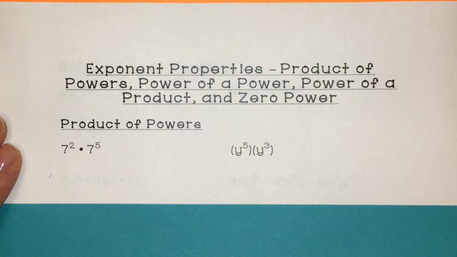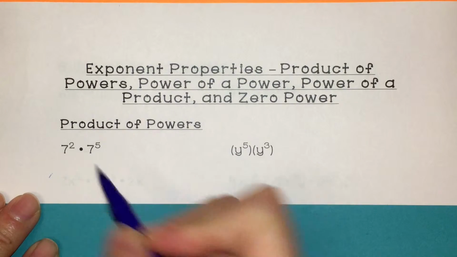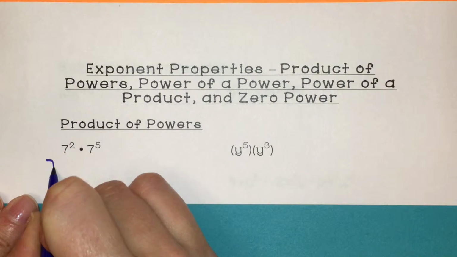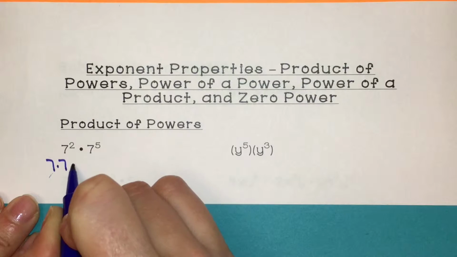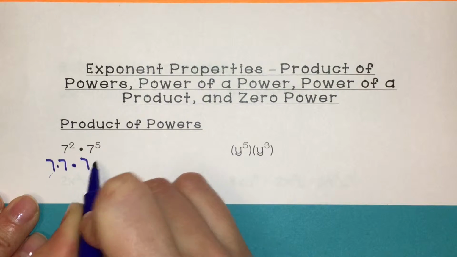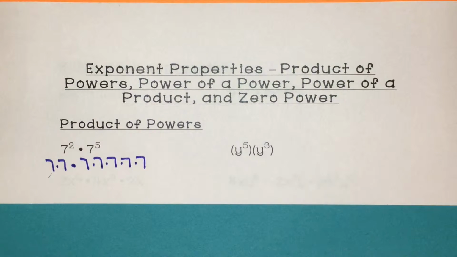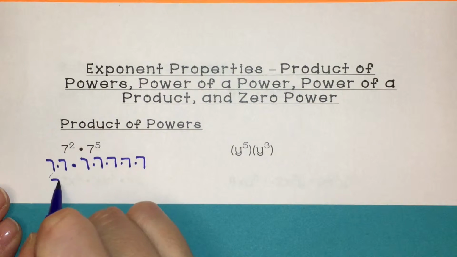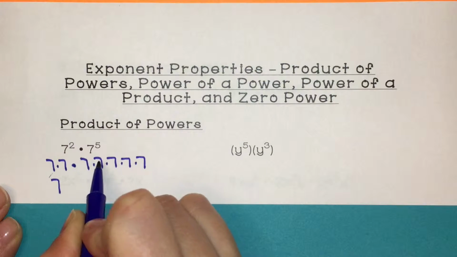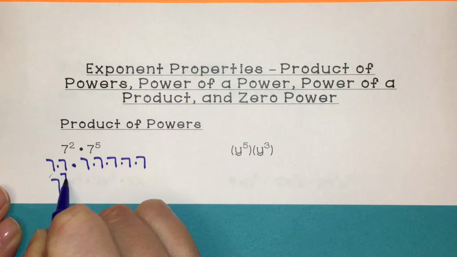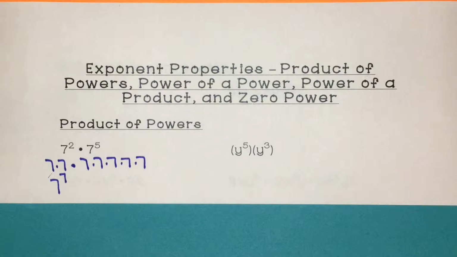So, 7 to the power of 2. That just means 7 times 7, multiplied by 7 to the power of 5. So 7 multiplied by itself 5 times. Okay, well, we can combine, and we can say this is 7 to the power of 1, 2, 3, 4, 5, 6, 7.